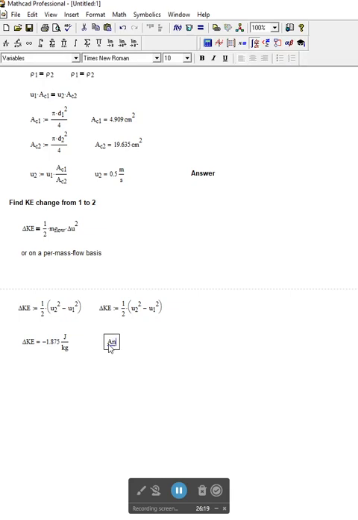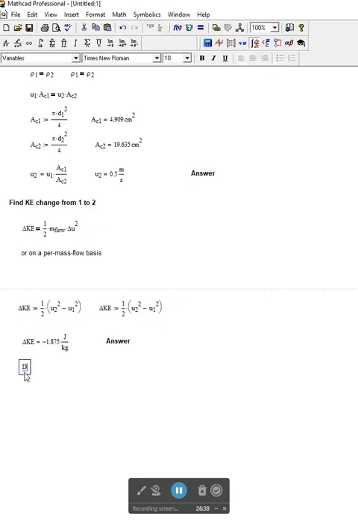So again, we'll mark that as our final answer. And unfortunately, my version, Control B doesn't work for bold. I have to go up and actually click that on my screen. What if I asked for the answer in kilojoules per kilogram?